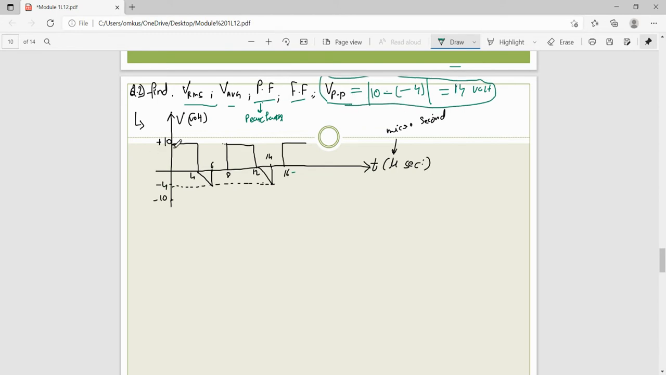Okay, now let's find the Vrms and V average. V average is also found as the area under that curve divided by the total time period. Okay, you can also say that V average is equal to area divided by time period.